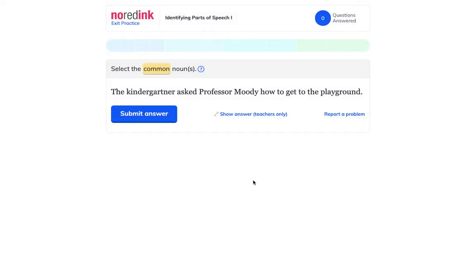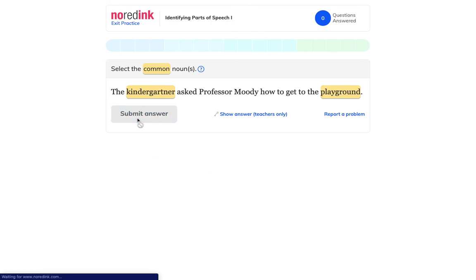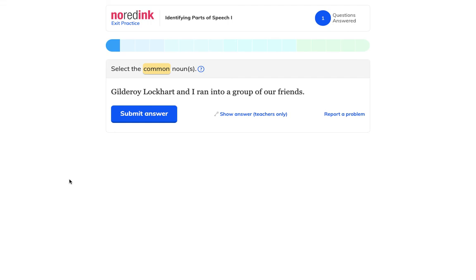The kindergartner asked Professor Moody how to get to the playground. We are selecting common nouns. So kindergartner, playground. Person, place, but not specific. Gilderoy Lockhart and I ran into a group of our friends. Group and friends. They are people, but not specific names like Gilderoy Lockhart would be.